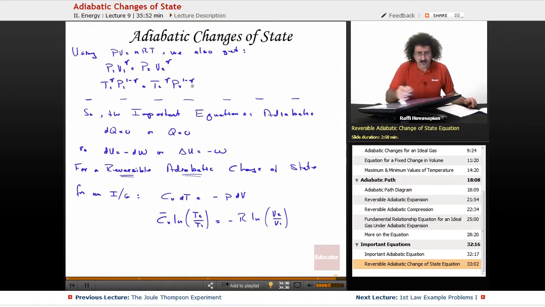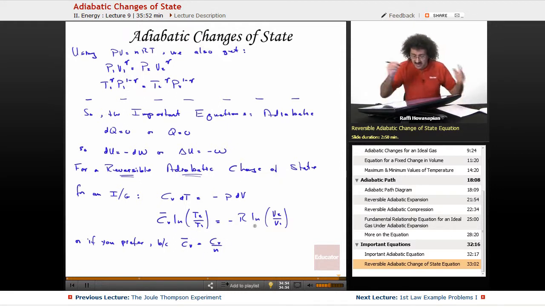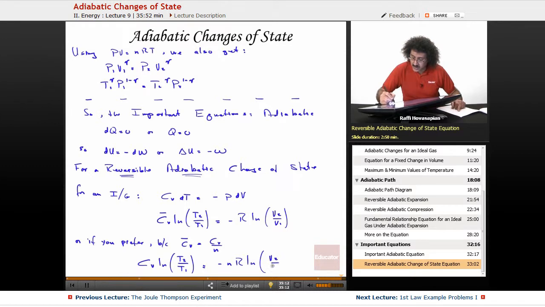Personally, I like to stick with this equation. This is just stuff that you're going to see in books. I wouldn't worry about it too much. This is the important equation right here. Or, if you prefer, because this molar thing is just equal to the heat capacity divided by n, you can go ahead and put this into here and get this particular version of the equation. You can get CV times the ln of T2 over T1 is equal to minus nR times the ln of V2 over V1.